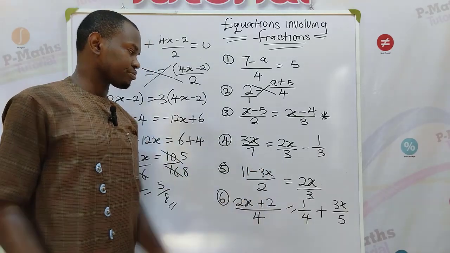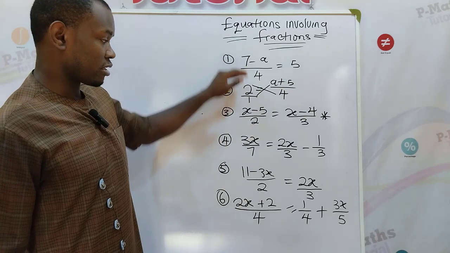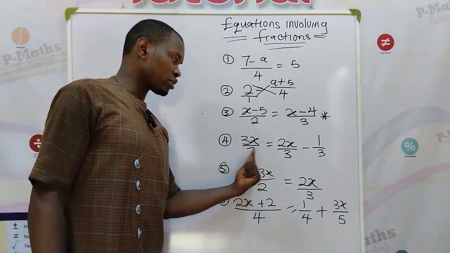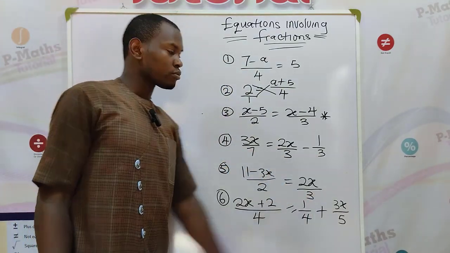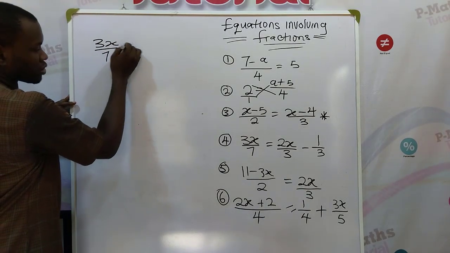Now let me come to this one. Looking at this number 4, you discover that it is different from here, here, and here. I have 3 fractions, 1, 2, and 3. So when you have such a case, how do we simplify? I'll take you through the process.